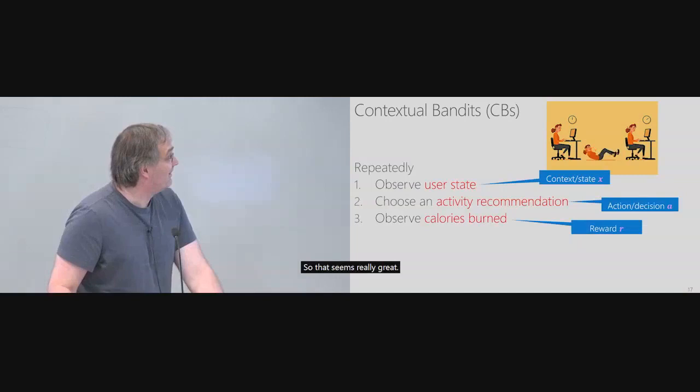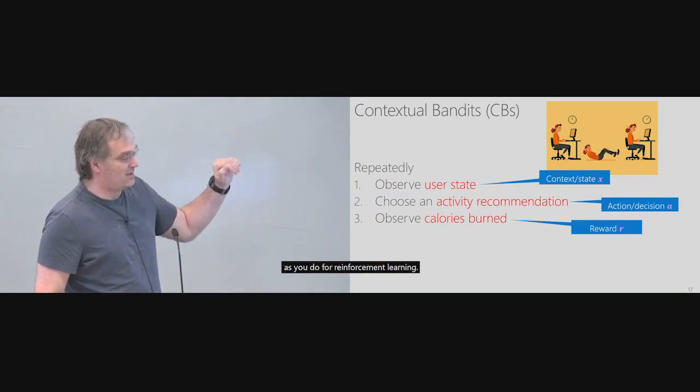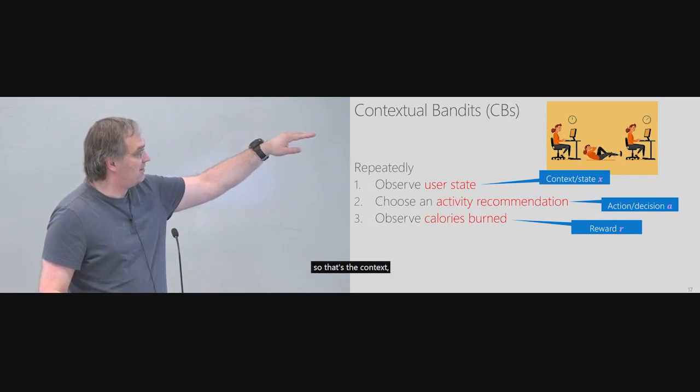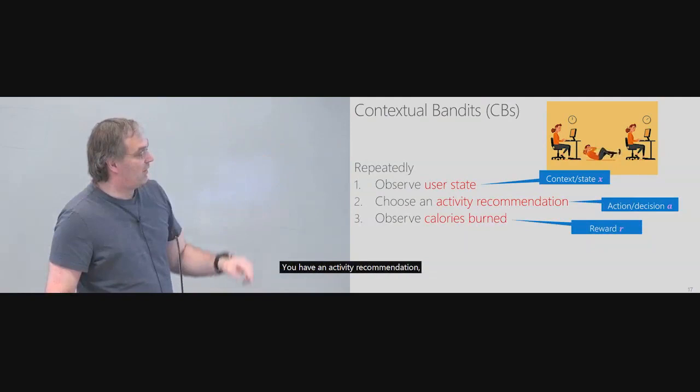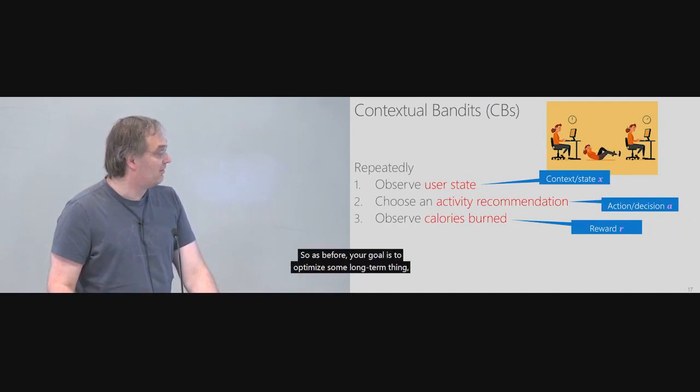So in contextual bandit learning, you have the same kind of setup as you do for reinforcement learning. You have some sort of observed user state, so that's the context for contextual bandit learning. You have an activity recommendation, that's the action, and then you have the calories burned, that's the reward, right? So that it's as before.